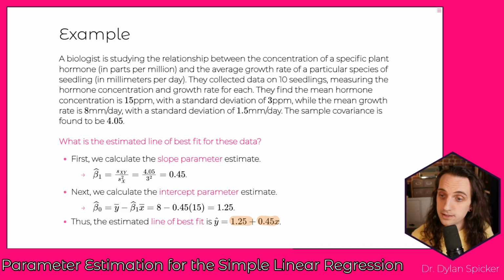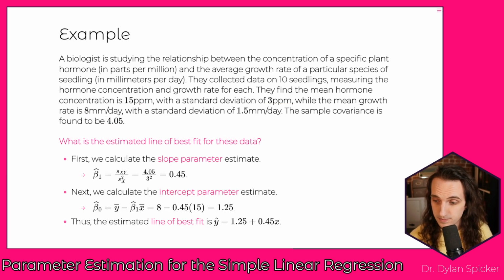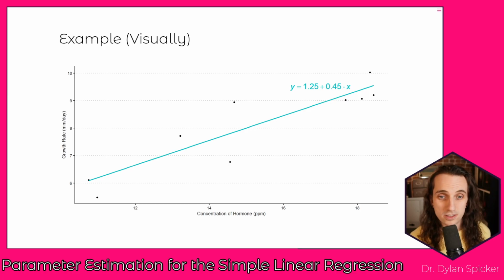Now, what I will point out quickly here is that this standard deviation of y did not actually matter for us in this event. We only needed to use the covariance, the means, as well as the standard deviation of x. So what does this actually look like visually?